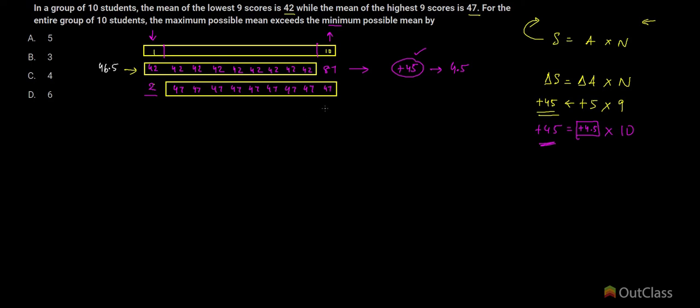Similarly, you look at the other side. If they were all 47, the average would have been 47, but this caused the sum to reduce by 45, and so the average is going to drop by 4.5. So it's 4.5 less than 47, which is 42.5. These are the extreme values possible for the means. The difference is 4.